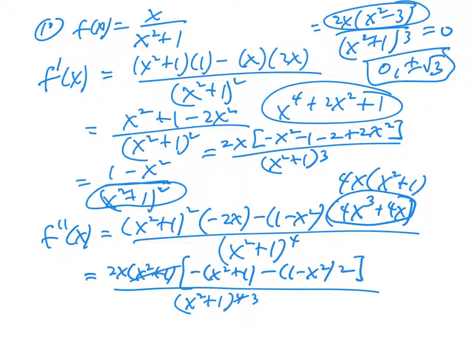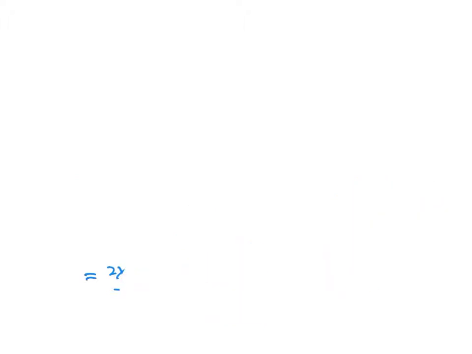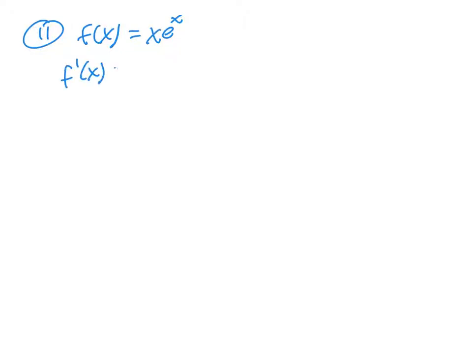Last problem. Number 11. f of x is x e to the x. When is the second derivative equal to 0? Well, first we compute the first derivative. And again, I see a product. You must use the product rule. Derivative of the first, leave the second one alone. Leave the first one alone, derivative of the second.